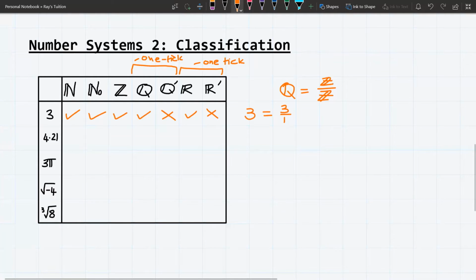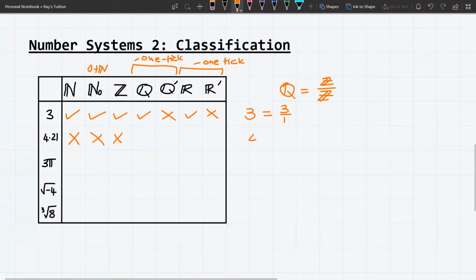Okay, let's have a look at 4.21. That is a decimal, which means that it is not a natural number. If it's not a natural number, it's not a whole number either. The difference between natural numbers and whole numbers is that whole numbers are 0 plus all of the natural numbers, and this here is a decimal, so it isn't. Again, it's not an integer because it's got a decimal. And then it is rational.